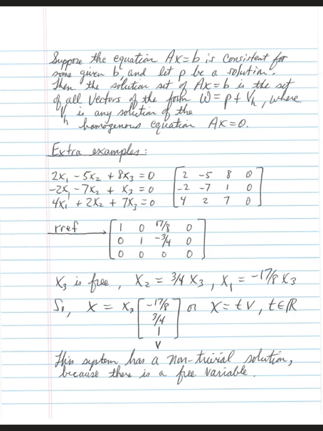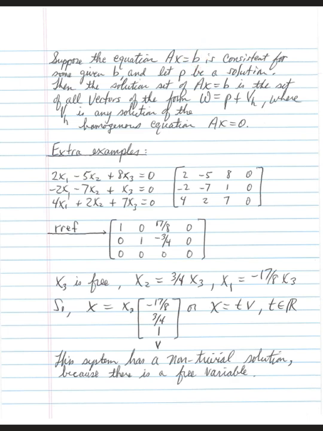Suppose the equation AX equals B is consistent for some B, and let P be a solution, which we had on the previous slide. Then the solution set of AX equals B is the set of all vectors of the form P, which is a fixed vector with no weight, plus that homogeneous solution, which was the vector that had the X3 in front of it. V sub H is any solution of the homogeneous equation where it's equal to 0 instead of equal to something not 0.